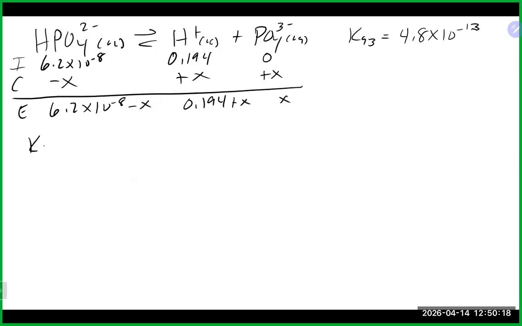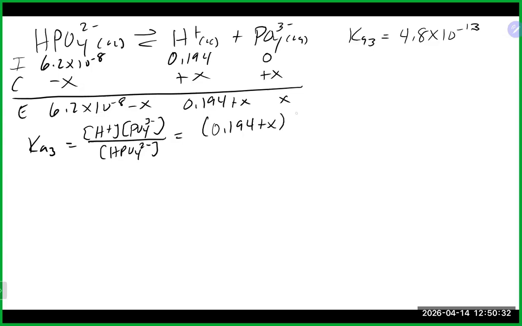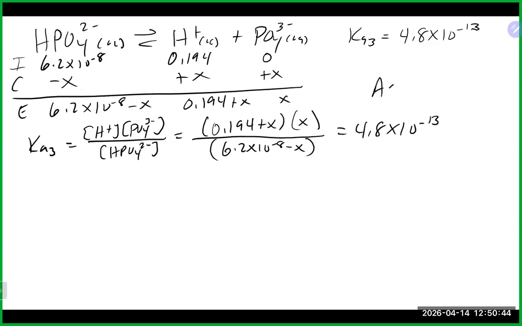Going into our Ka3 expression, again, products over reactants. That's going to give us 0.194 plus x, times x, divided by 6.2 times 10 to the minus 8 minus x, going to equal our 4.8 times 10 to the minus 13. We're going to assume for our third and final time, x is equal to 0, again, getting rid of the x's where we're only adding or subtracting from a number.